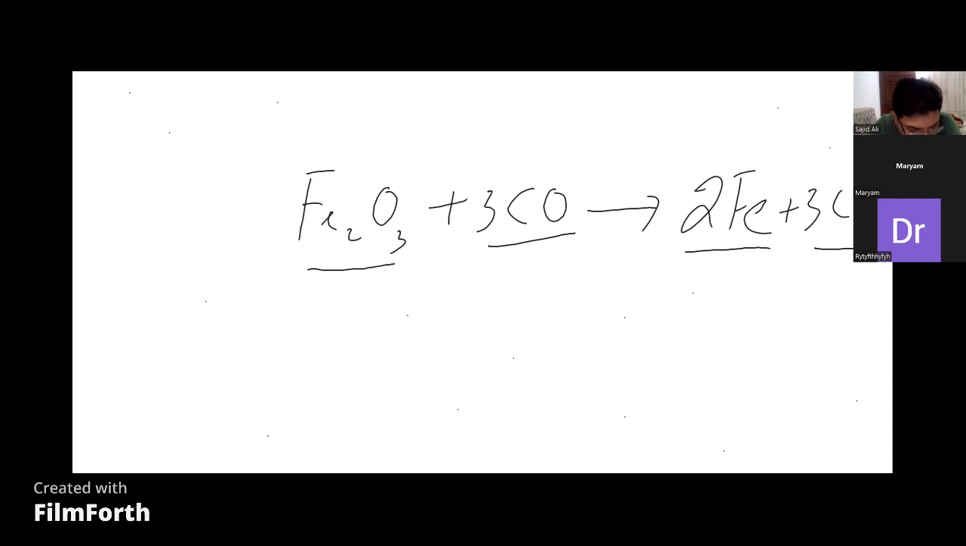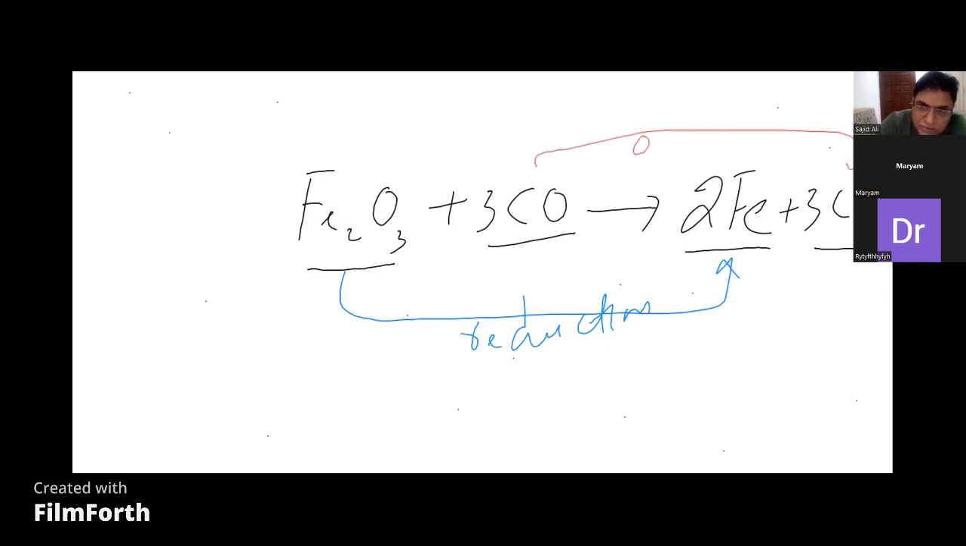So iron is being reduced and carbon monoxide is being oxidized. Yes, good. We would say that this whole compound Fe2O3 has been reduced by the loss of oxygen. This is reduction, due to loss of oxygen. This compound has lost oxygen, whereas carbon monoxide has gained oxygen, Abdullah. So this has undergone oxidation.